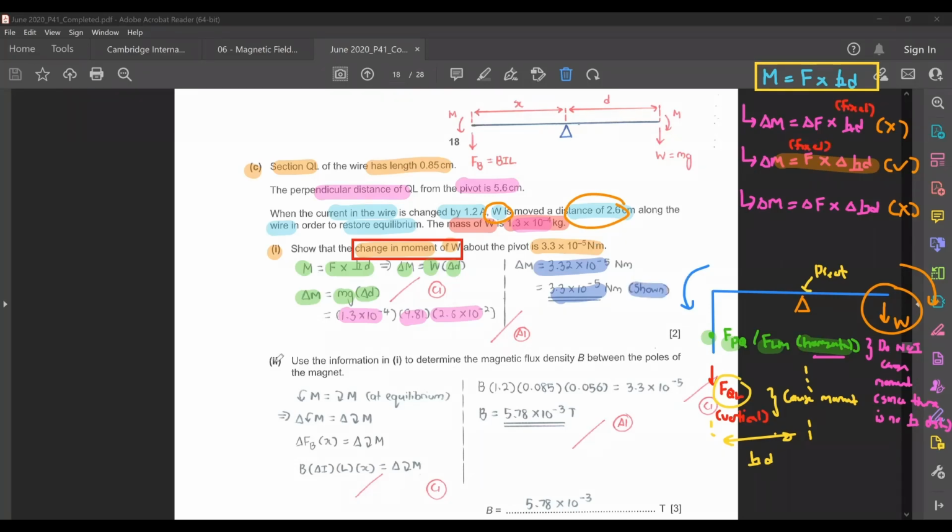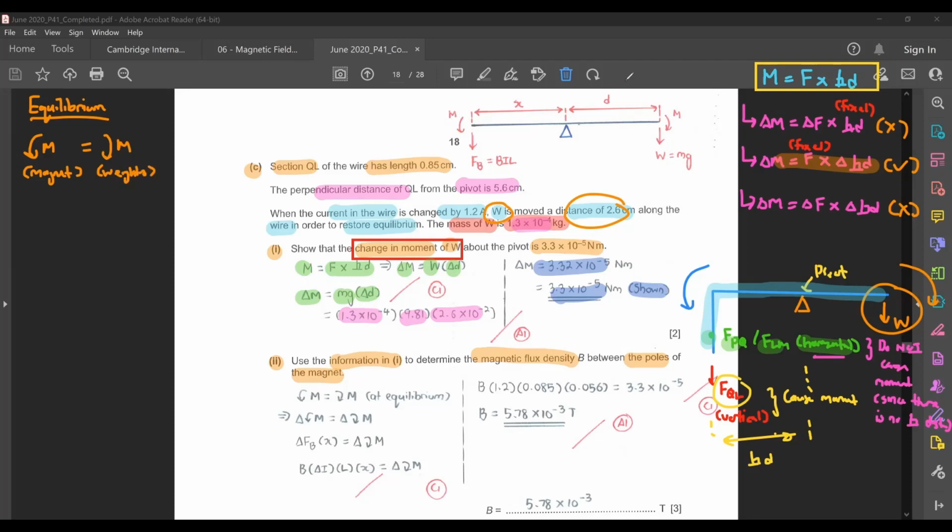Now for the last part of your question, use the information in part 1 to determine the magnetic flux density B between the poles of the magnet. We know that the wire is in equilibrium, so that it remains horizontal. If we consider the equilibrium of the wire in terms of the moments only, we could say that the counterclockwise moment caused by the magnet would be equal to the clockwise moment caused by the weights.